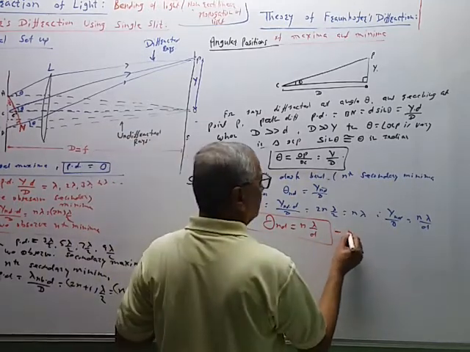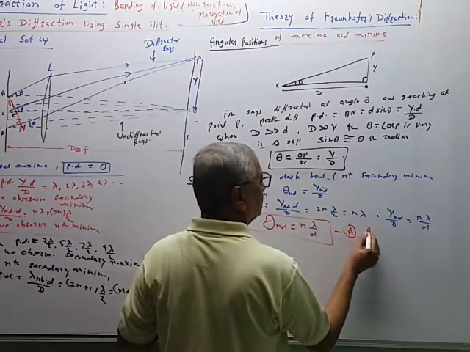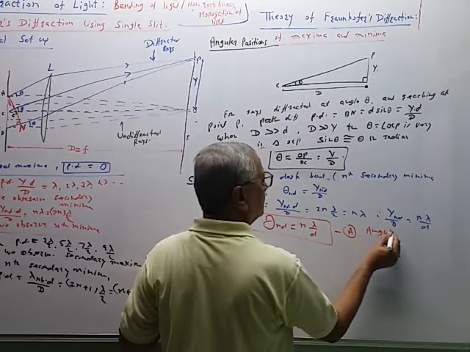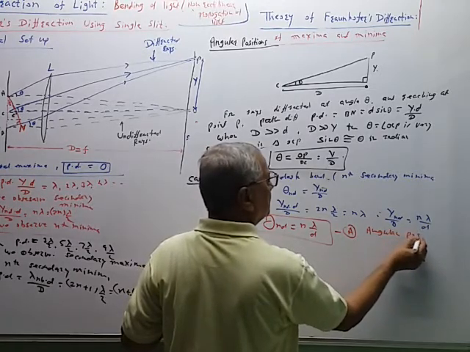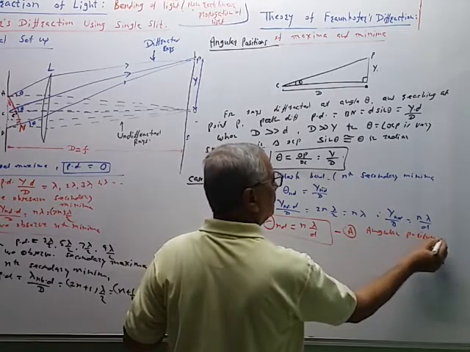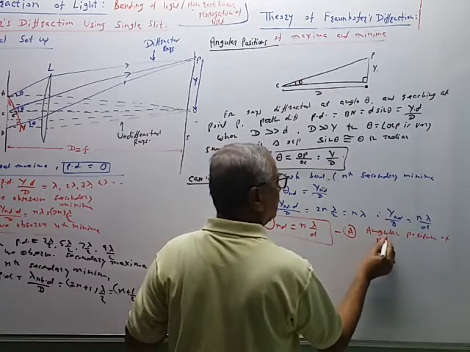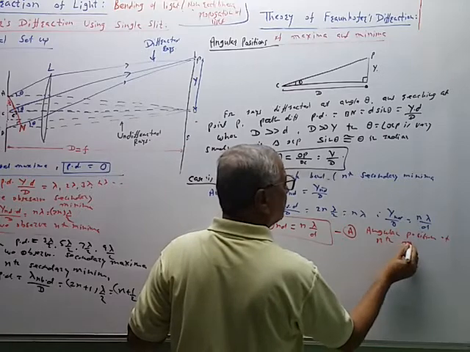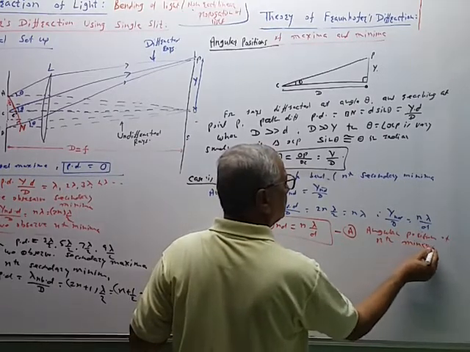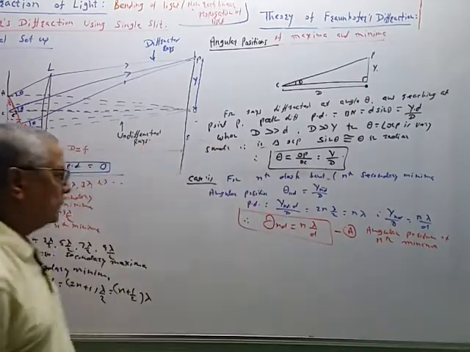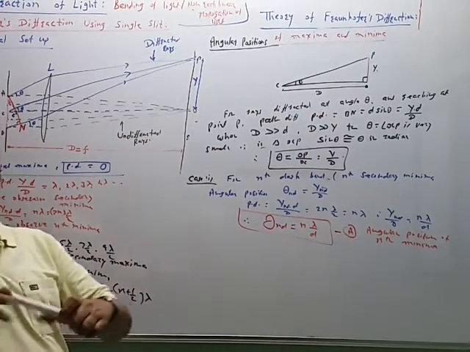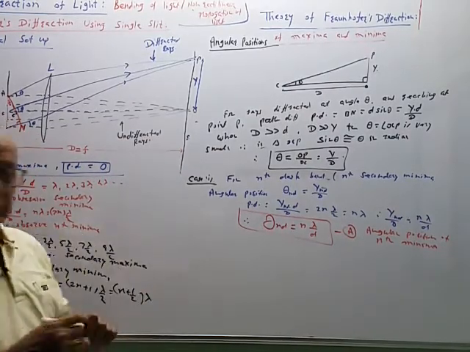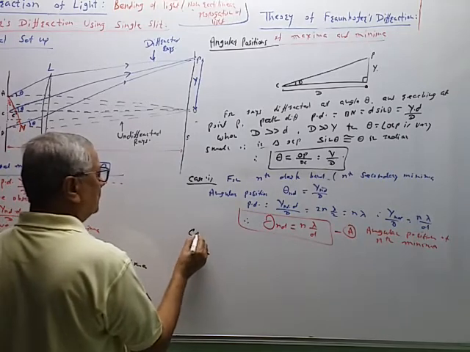This is equation E. Angular position of nth secondary minima. The secondary पुन्हा लिहिण्याची गरज नाही. Nth secondary minima. Now, case number 2.